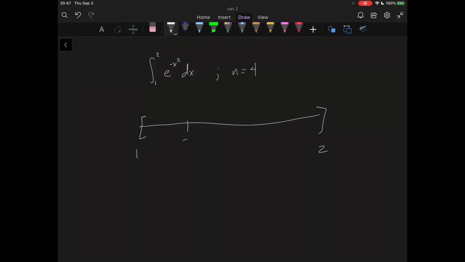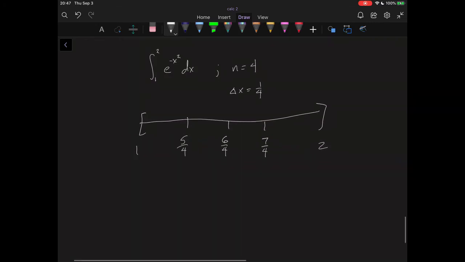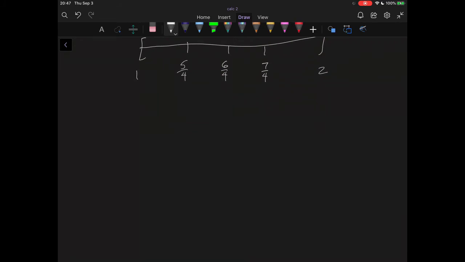So if this is 1, this is 2, we pretend it's a straight line. We have 5/4 because delta x is 1/4. We have 6/4 or 3/2, we have 7/4, and we have 8/4, which is 2.